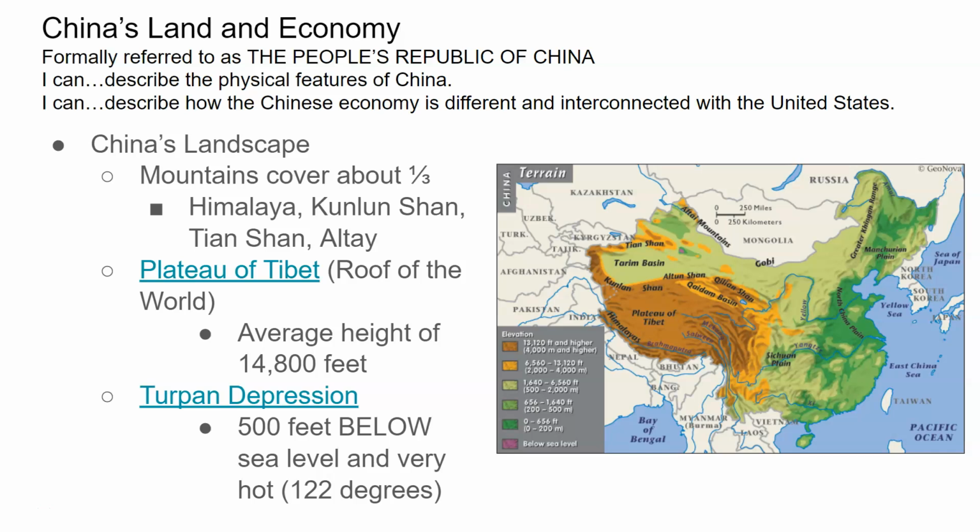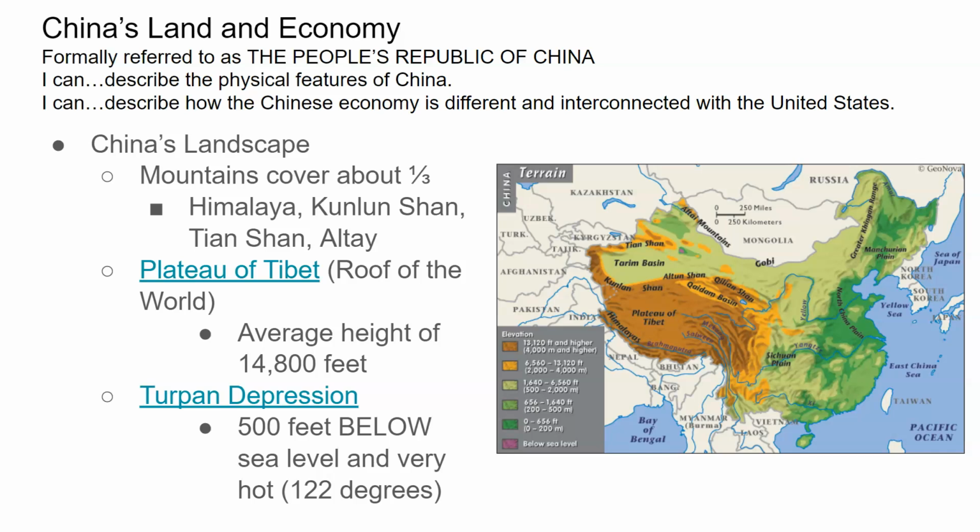So what we're going to be able to do today, we're going to be able to describe the physical features of China. We're also going to describe how the Chinese economy is different, but also certainly interconnected with the United States. We'll talk a little bit too about how that relationship is a little bit of a two-way street. So let's start with China's physical environment.